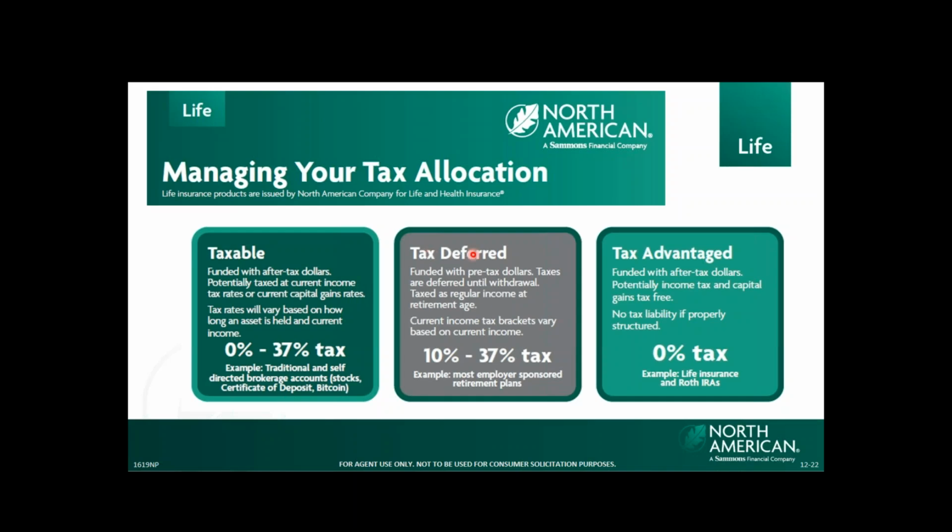So basically we have 3 buckets of where to put your money for retirement. There's a taxable bucket, and if you look down here, this is your traditional and self-directed brokerage accounts, your CDs, Bitcoin, etc. This is funded with after-tax dollars, potentially taxed at current income rates or current capital gain rates. Okay, so this is how it's going to be taxed in the future.